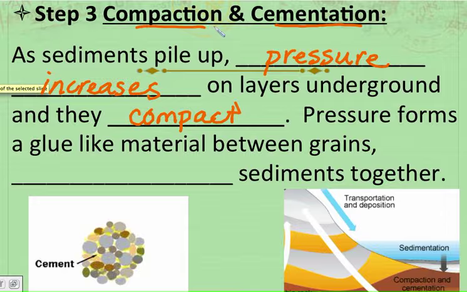Those tiny little rock fragments start to push closer and closer together as more and more sediment starts to pile on top. And when enough sediment piles up on top, we end up having a glue-like substance form in between the grains, and we call that material cement, right? And so this cement works like a glue or a cement to keep those sediments together.